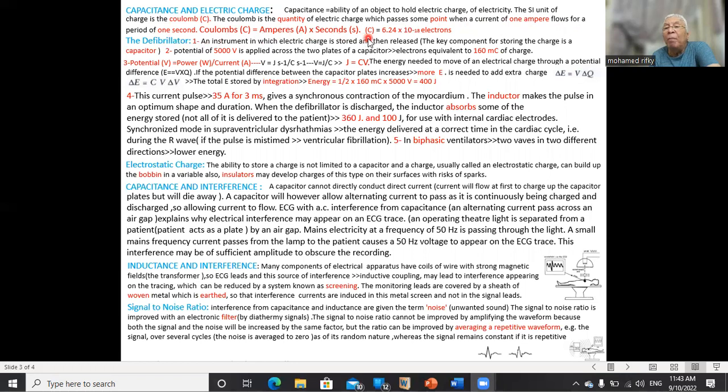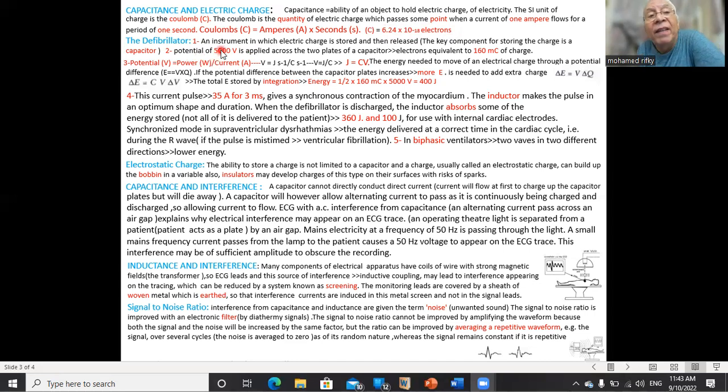Of course, we know the amount of electrons in 1 coulomb is equal to 6.24 times 10 to the power of 18, and we can correlate it, of course, to Avogadro's number. So this is the coulomb. First of all, the capacitance.